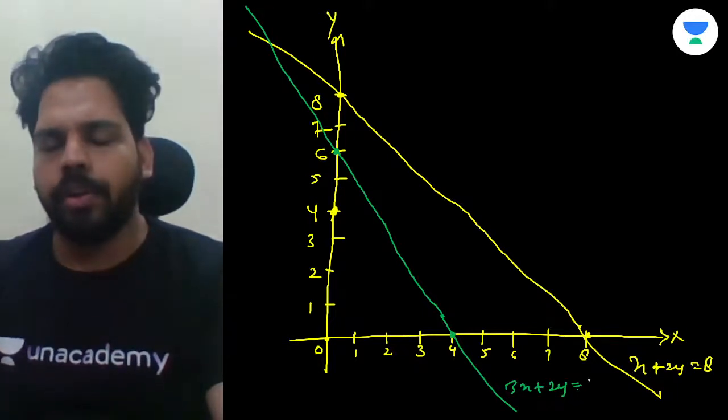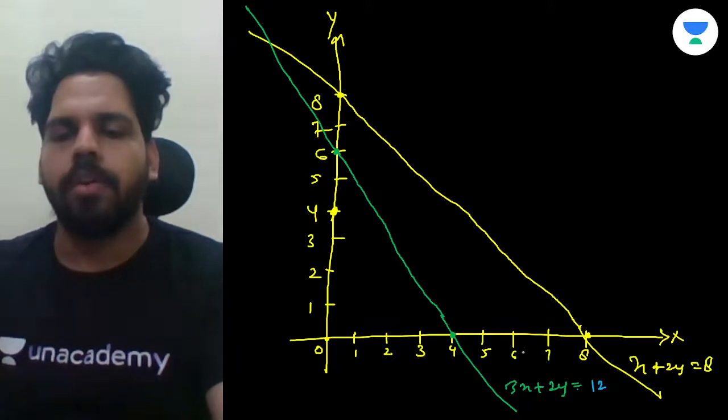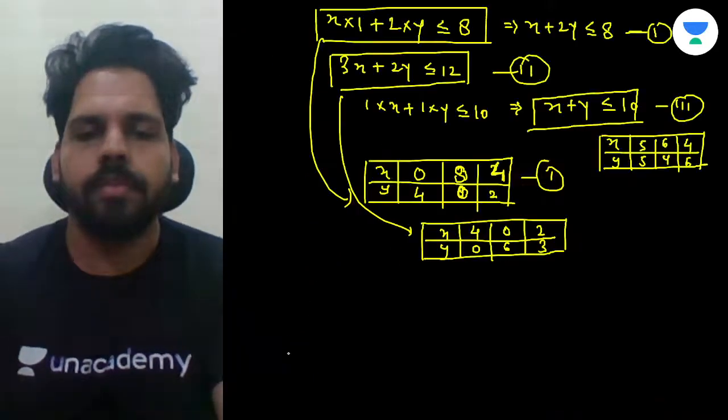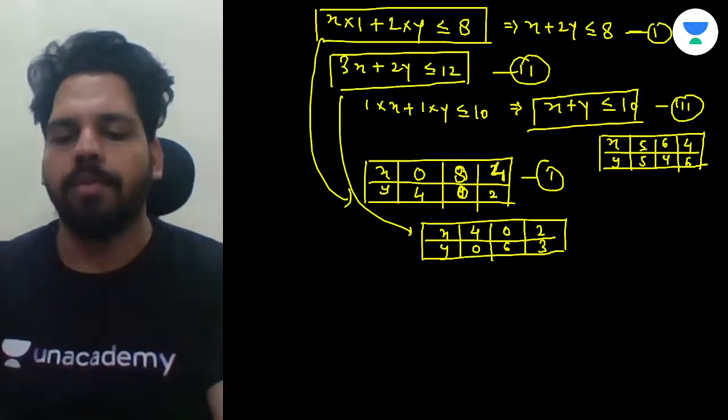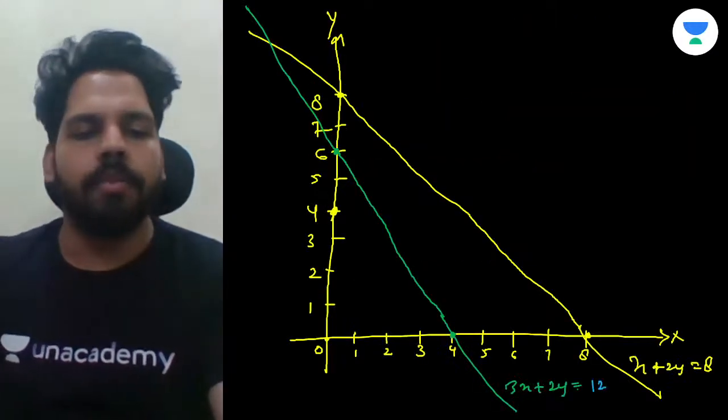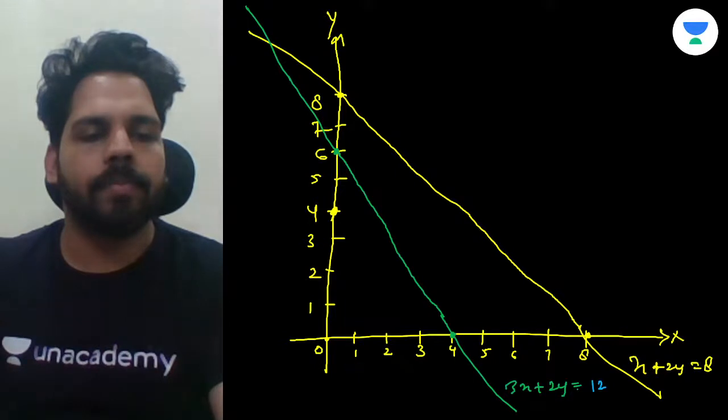I'm sorry everyone, due to some network issue, it was done. So we can write this as equal to 12. Now the next equation, which is given, x plus y is equal to 10. So 5 comma 5, 6 comma 4. We can represent 5 comma 5 and 6 comma 4.